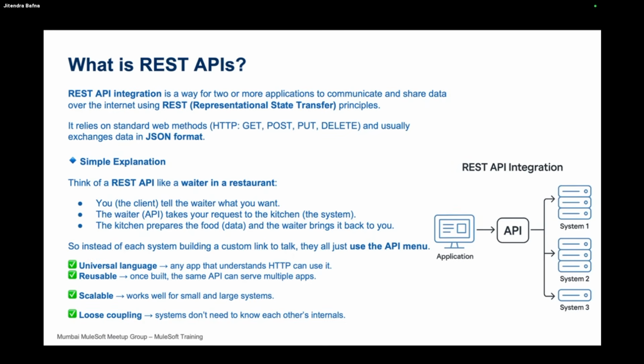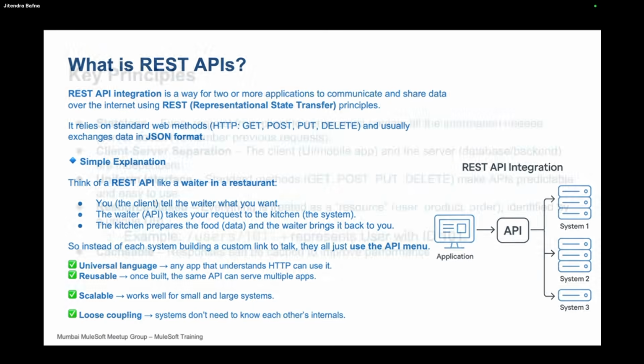Nowadays, it can serve large language models also, so LLMs and all this. Scalable: you can independently scale the REST API very easily, so each REST API can be scaled independently. Loosely coupled: systems don't need to know each other. So what is the main purpose of REST API? It unlocks the system of records. That is the main purpose of the REST API.